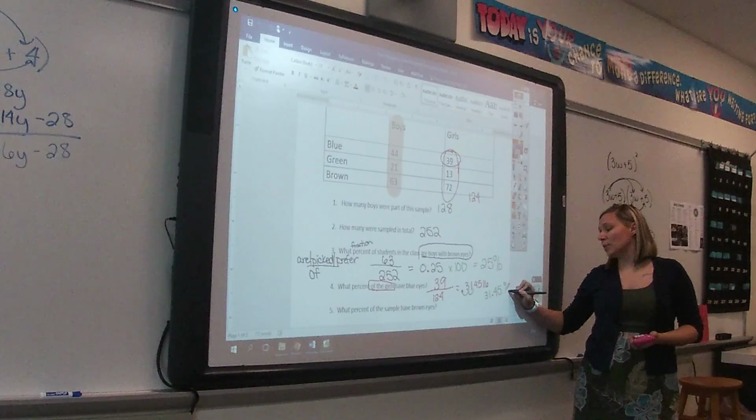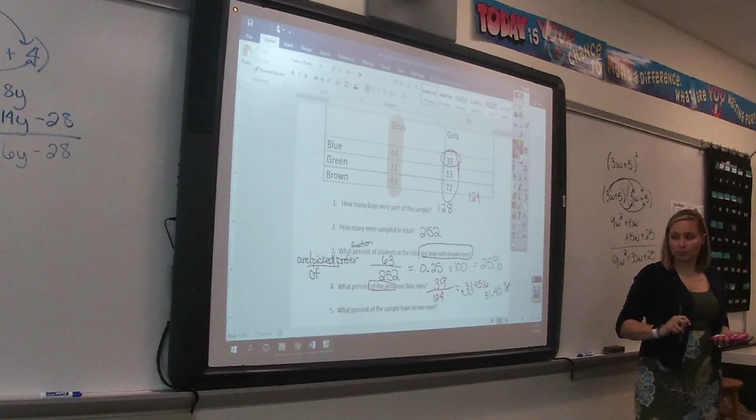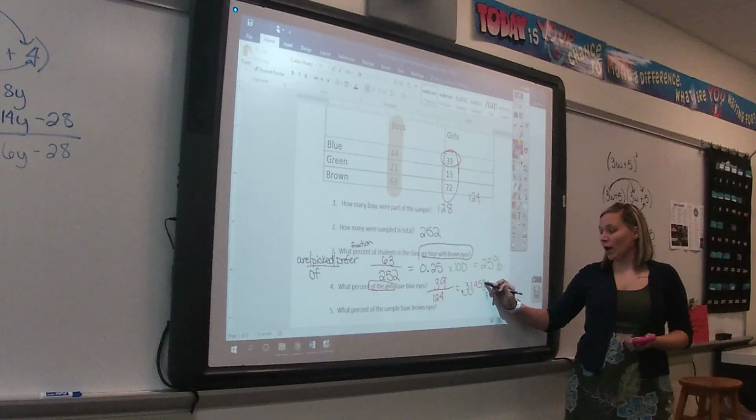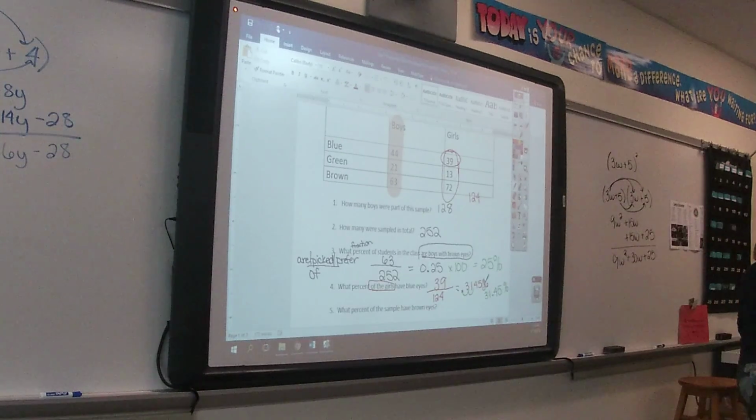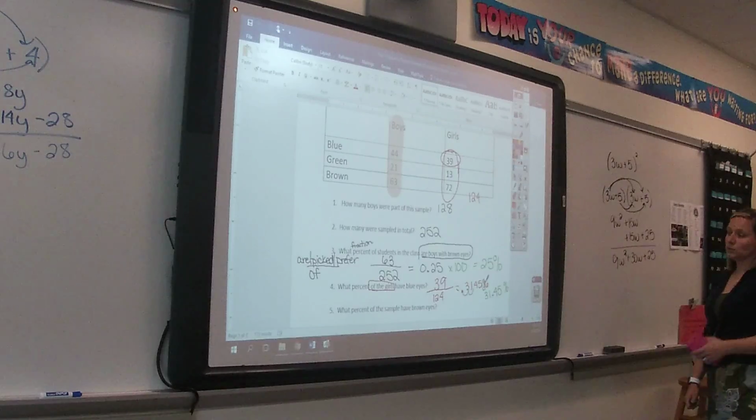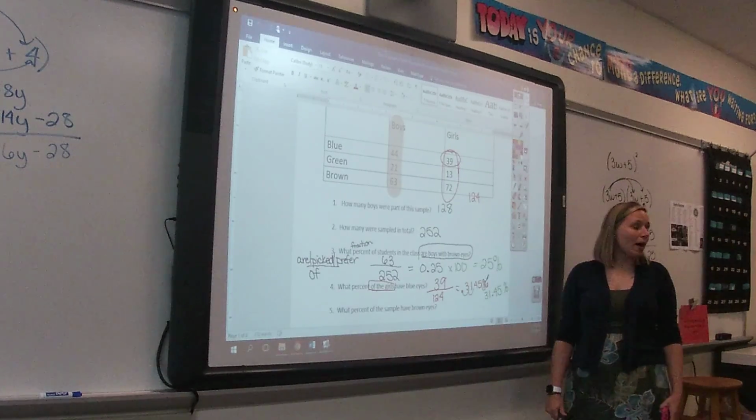How do we decide if we want to round that 5 up or not? I'm looking at what's after it. If it's 1, 2, 3, or 4, it stays the same. If it's 5, 6, 7, 8, or 9, then I'm bumping it up. So 31.45%.